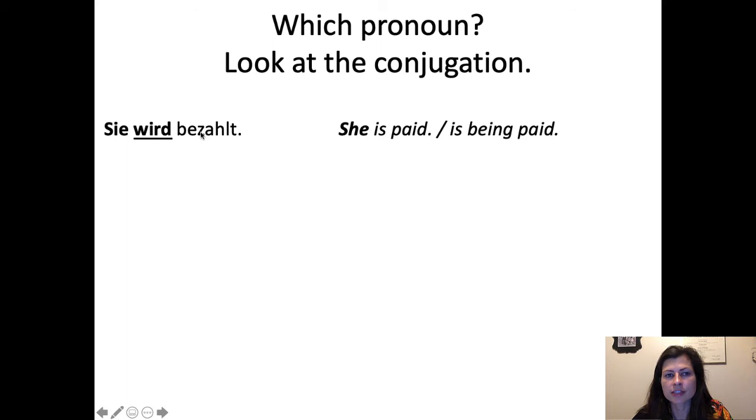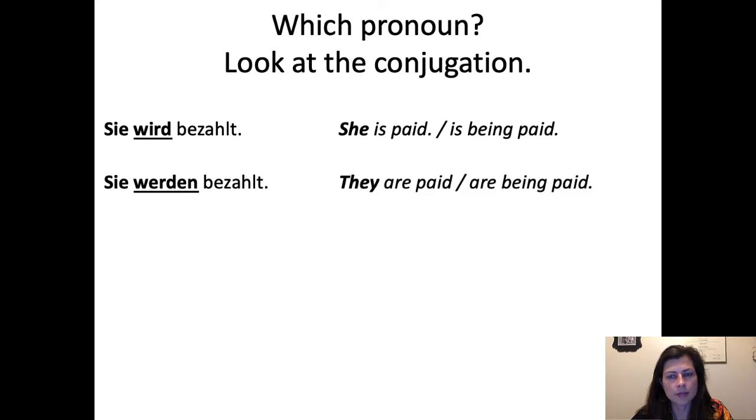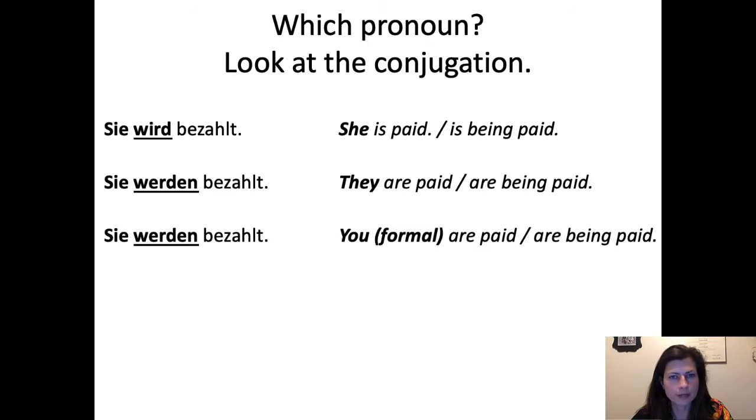Bezahlt is a past participle. It might not look like a past participle because it's got that inseparable prefix at the front of it. But inseparable prefixes block the GE from being added when you make the past participle. So when we review the verb tenses, we will go over that again. But just to note, bezahlt is a past participle. So she is paid, she's being paid, versus sie werden bezahlt is they are being paid, and then also sie werden bezahlt, you formal are being paid. So that conjugation sie wird versus sie werden contains information that will help you translate.